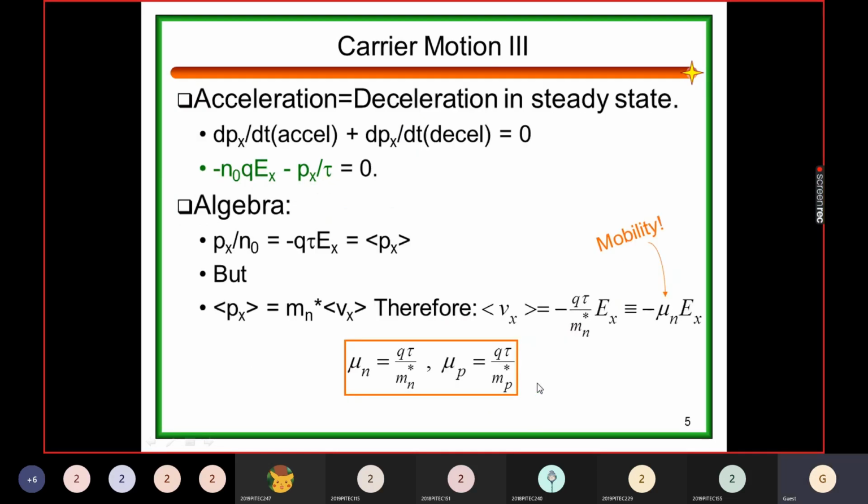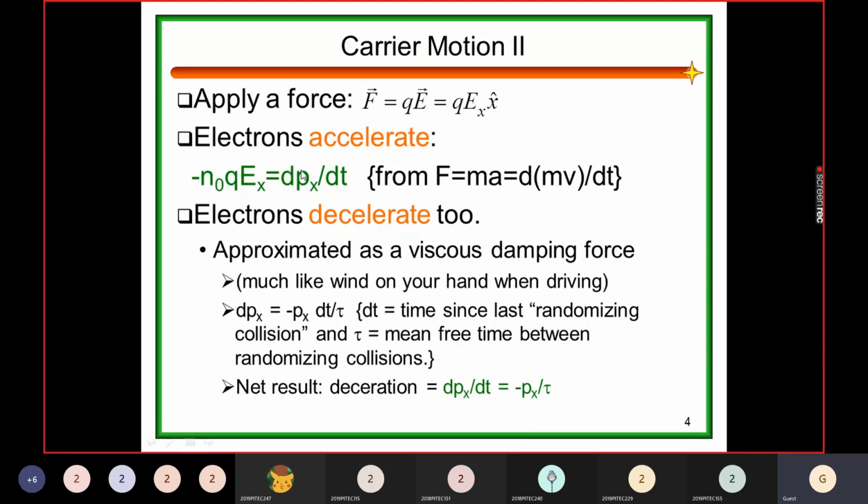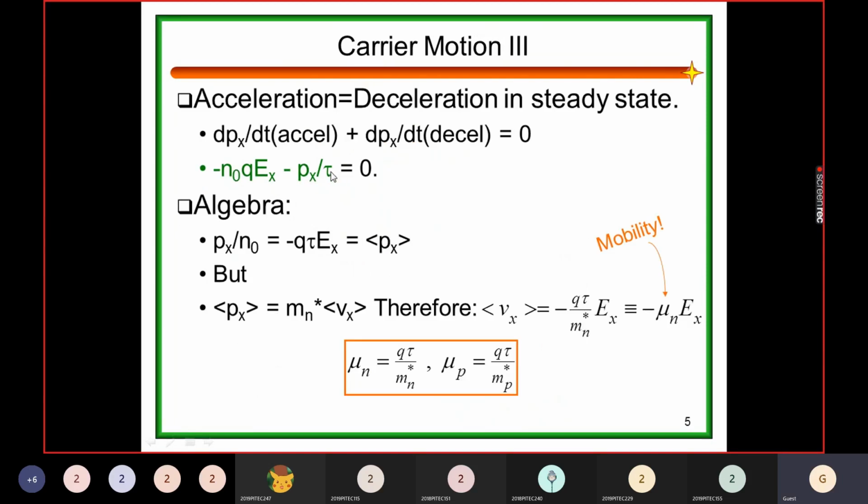Okay. Now in this carrier motion 2, we have to combine both the acceleration as well as the deceleration movement and make the net value equal to 0. That's why this equation is solved. You can go to the previous equation, dpx divided by dt minus px divided by tau, which is equal to 0. So here the net sum provided by carrier motion 2 is automatically equal to 0.